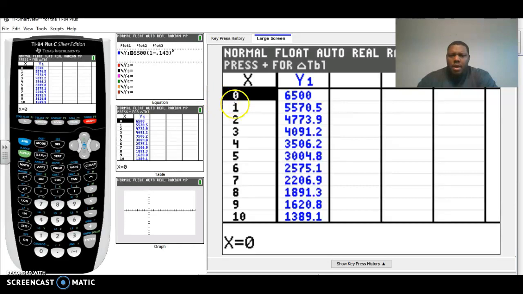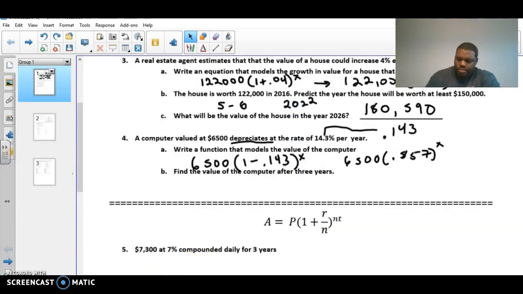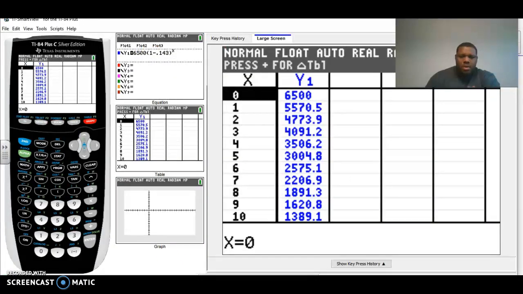All right, and here's your table, guys. So this was the initial value, 6,500. It says in 3 years, so you go to 3. It's going to be $4,091.20. All right, so let me change programs here again. And we have 4,000. I believe it was up. Hold on, I forgot. $4,091.20.